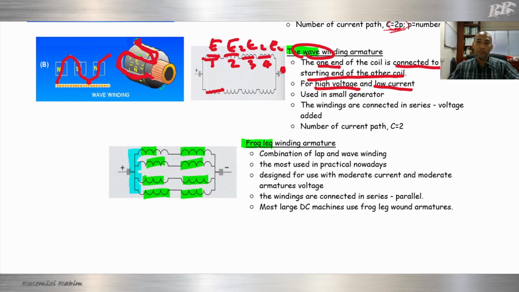So it is a combination of lap and wave winding. This one is most used in practice nowadays. Because it combines both windings, it will produce moderate current and moderate voltage.